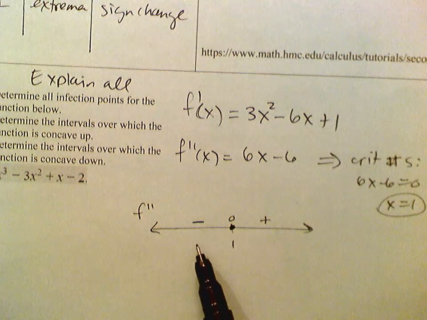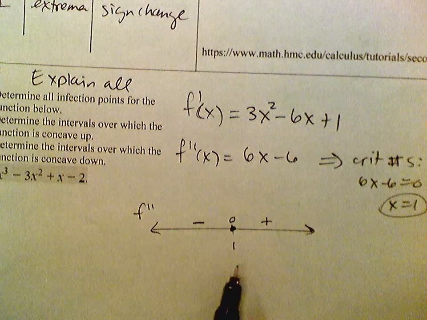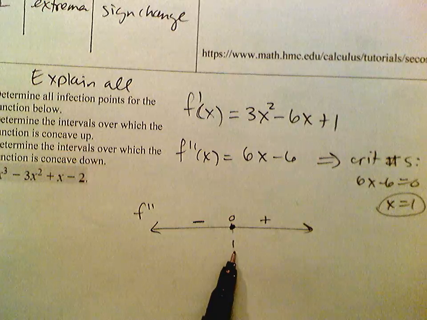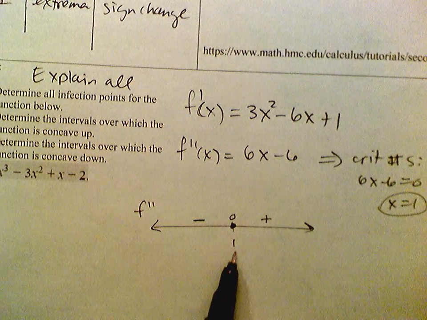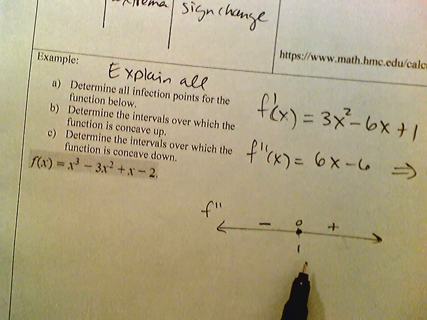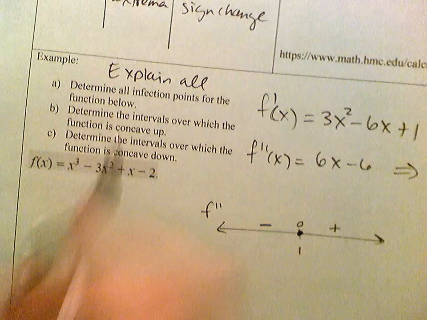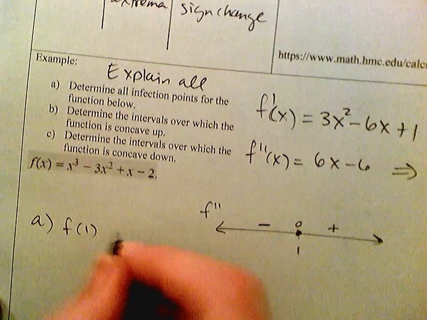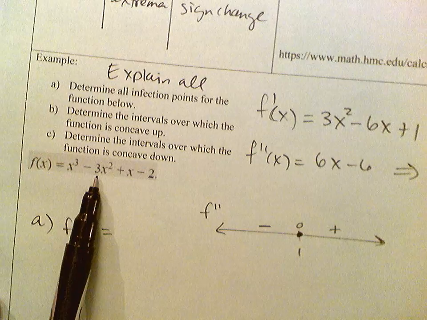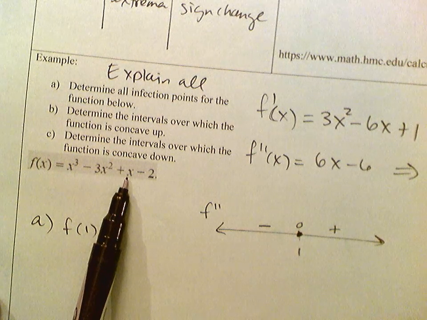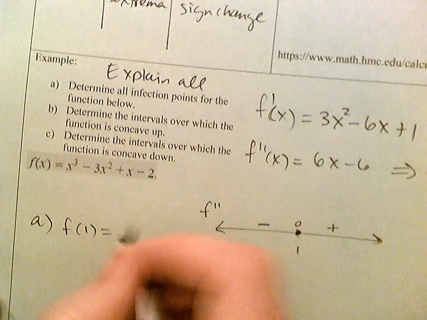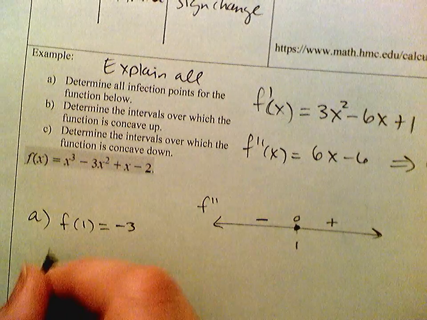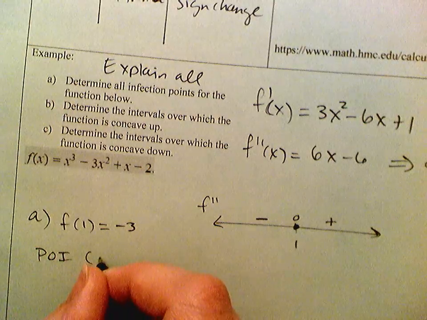All inflection points for the function, so I would have an inflection point here. Since I've got a sign change at this x value, this is going to be my point of inflection. So for part A, I know the x-coordinate is going to be 1, but the inflection point is on the original function, guys, so I'm going to go f of 1. I get 1 minus 3 is negative 2, plus 1 is negative 1, minus 2 is negative 3. So I'm going to say the point of inflection is (1, negative 3).